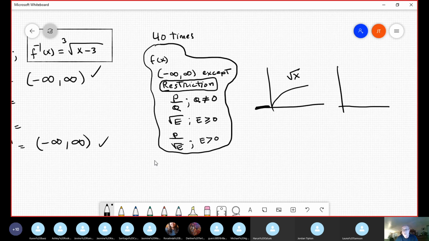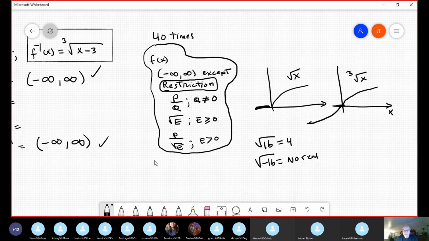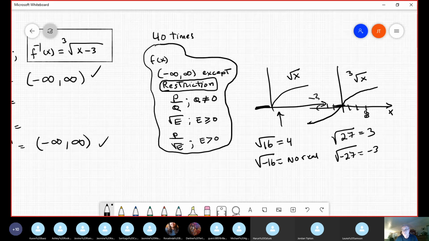However, for the cubic root, the function looks like that. Similar, but we have a positive part and a negative part. This is the cubic root function. Do you remember this graph or no? Don't worry if you don't remember. Okay, so basically, the square root of 16 is 4. The square root of negative 16 is not real. But the cube root of 27 is 3, and the cube root of negative 27 is negative 3. Yes or no? That is the reason we have positive 3 and negative 3, 27 and negative 27, x values.